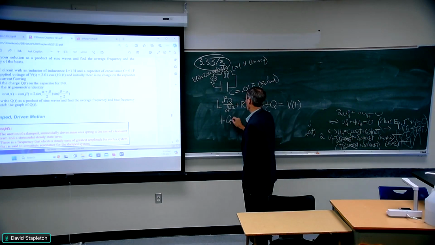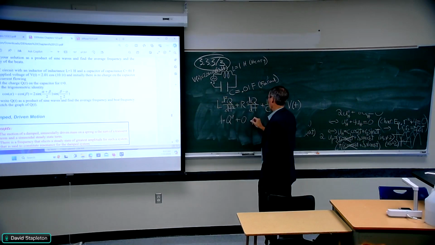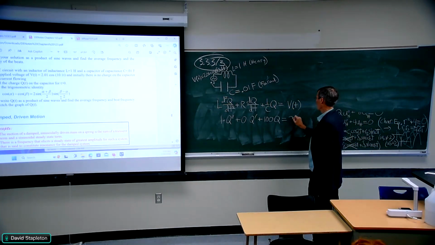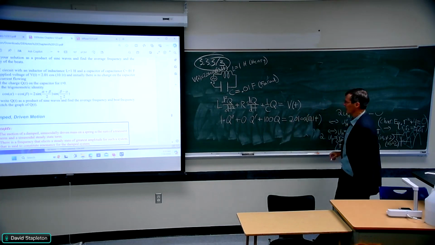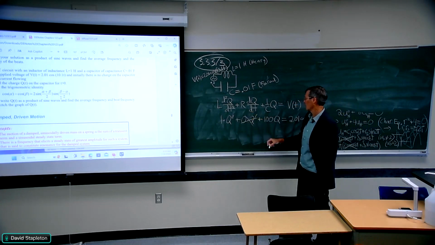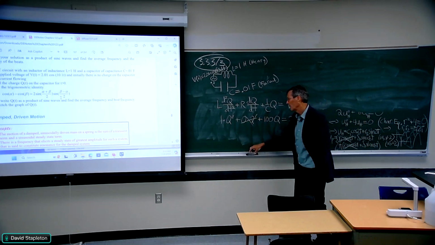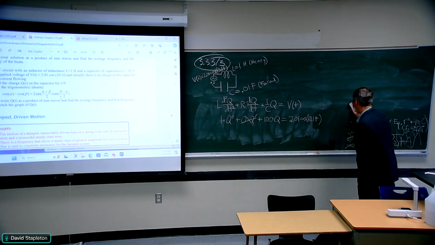L times Q double prime plus R, which is 0 since there's no resistor in this circuit, times Q prime plus 1 over C. Well, 1 over 0.01 is 100. Q equals V, which is 2.01 cosine 10.1t. So there's our problem here. We can just leave this out. Q double prime plus 100 Q equals that. How do we solve this? Oh, it's constant coefficients with the right-hand side found in the table of undetermined coefficients.